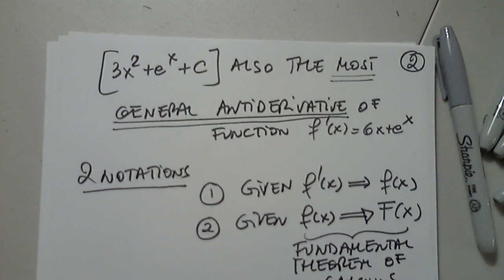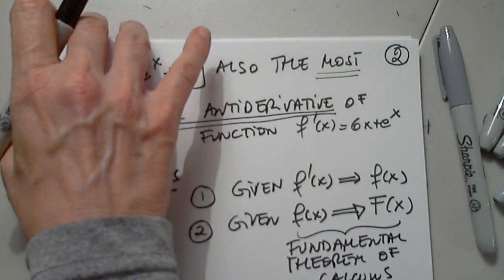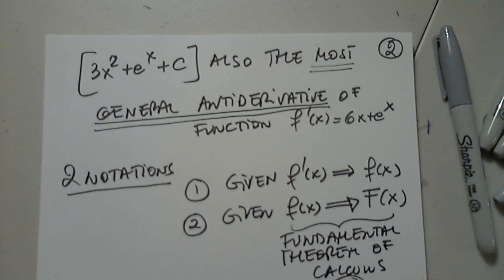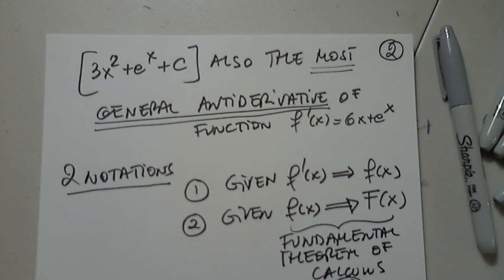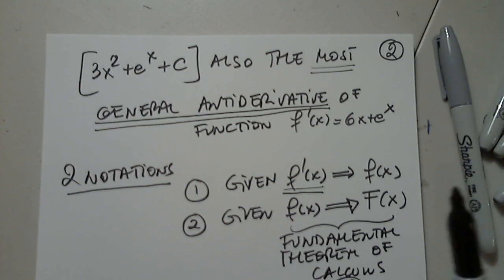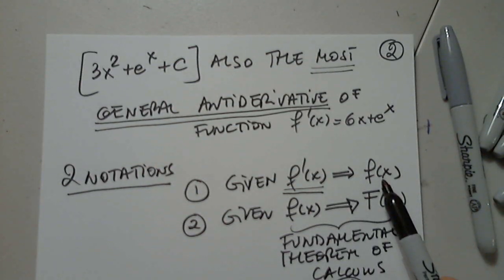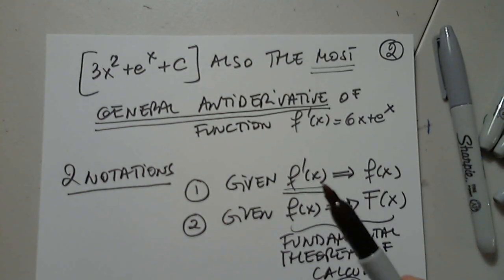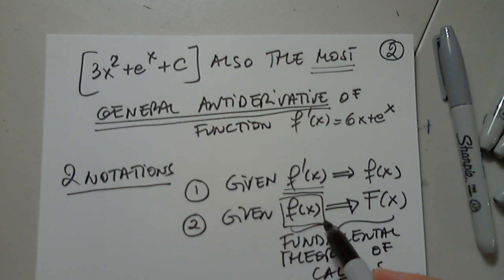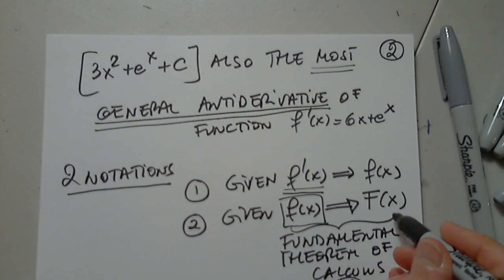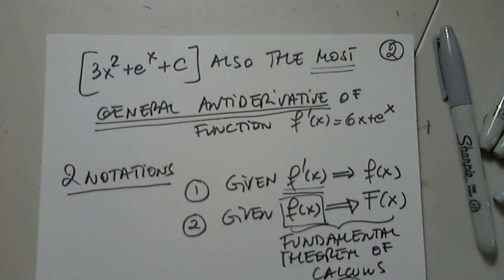So one more time, 2 notations. Again, is it such a big deal? Not really. But we need to understand this. If we're given f prime like we had in our little example, we determined f of x. If they're telling us here is a function, find its antiderivative, I have to use this notation. And again, I'll explain when we get to it in chapter 5 why this is so important.